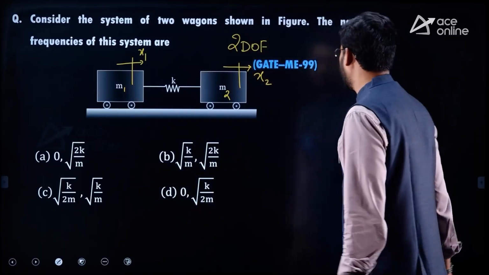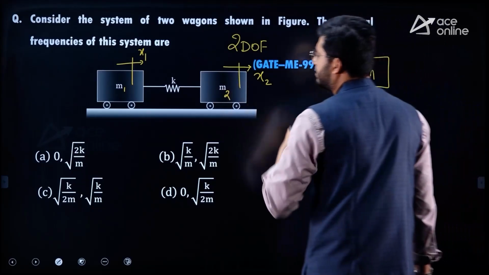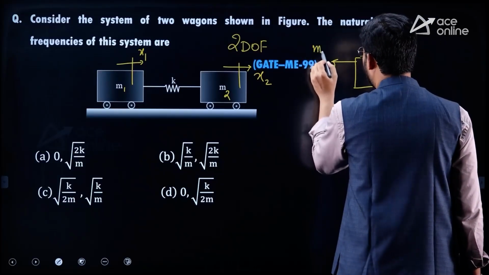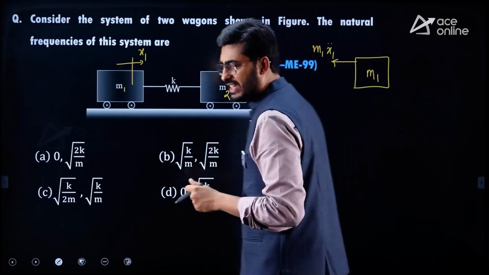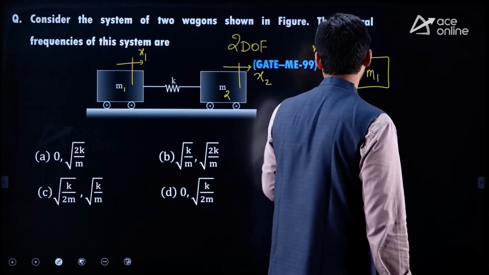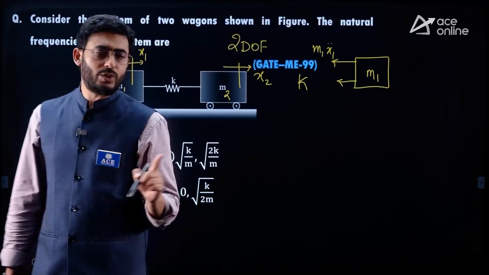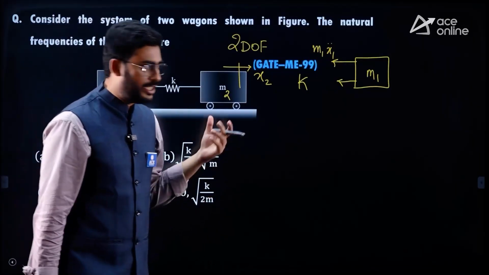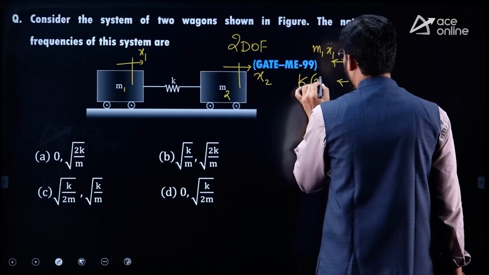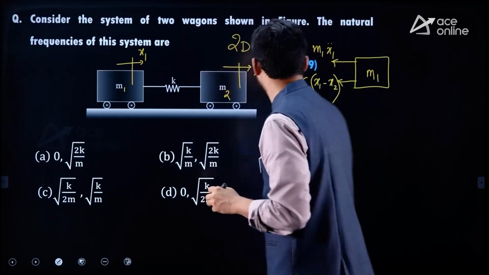Okay, so herein, if we try to draw the free body diagram of mass m1, that is, if the displacement x1 is given to this, the inertia force, that is m1 x1 double dot, is going to resist that. Now we need to be careful while expressing the spring force. Here the spring force K is interactive between the two displacements, x1 and x2. So with respect to mass 1, the net displacement has to be x1 minus x2. This is the free body diagram for mass 1.